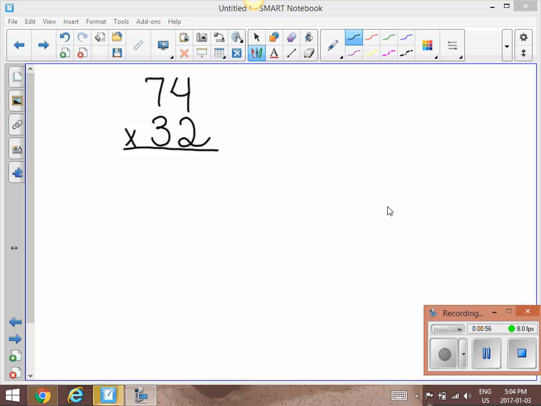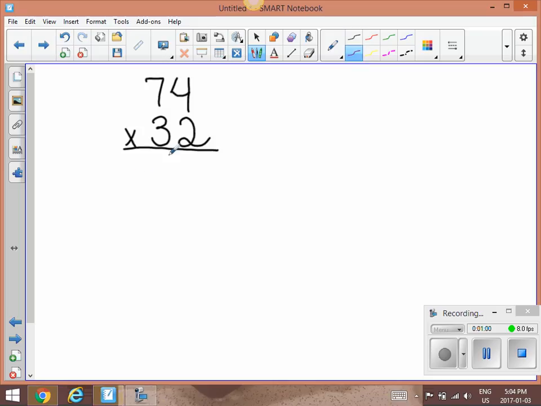So I like to keep track of which ones I'm working on. So I'm going to underline this 2. I'll start here. That was a really ugly underlining job. Okay, so we're going to look at that 2 first. So we need to multiply the 2 by both 70 and by 4. So I'll start with 2 times 70 first. 2 times 70.